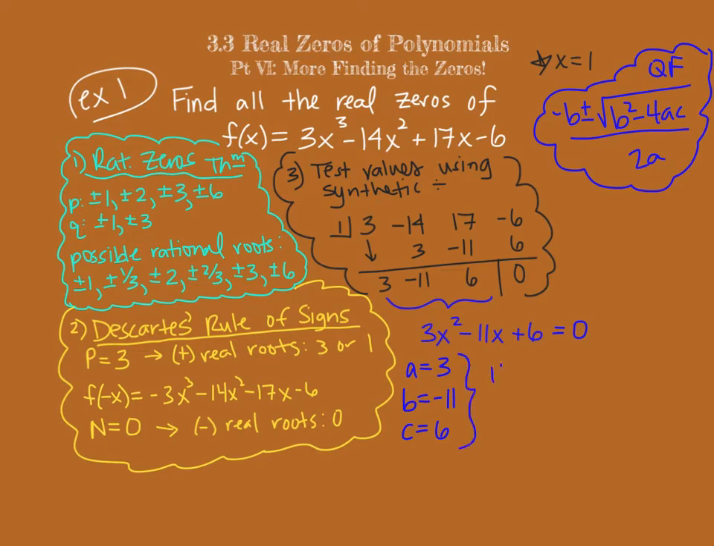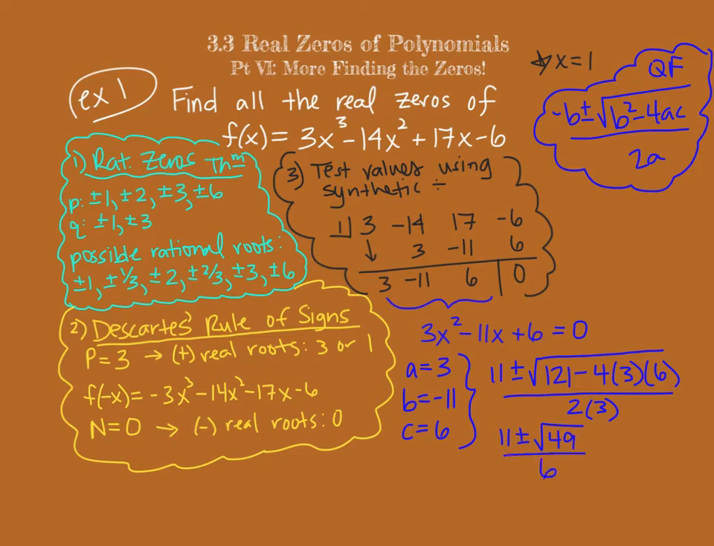So the opposite of negative 11 is 11, plus or minus, then we square 11, minus 4 times a times c, all over 2 times a. From here, I want to see what our discriminant is. 4 times 3 times 6 is 72, and then 121 minus 72 is 49. So we end up having 11 plus or minus the square root of 49 all over 6.